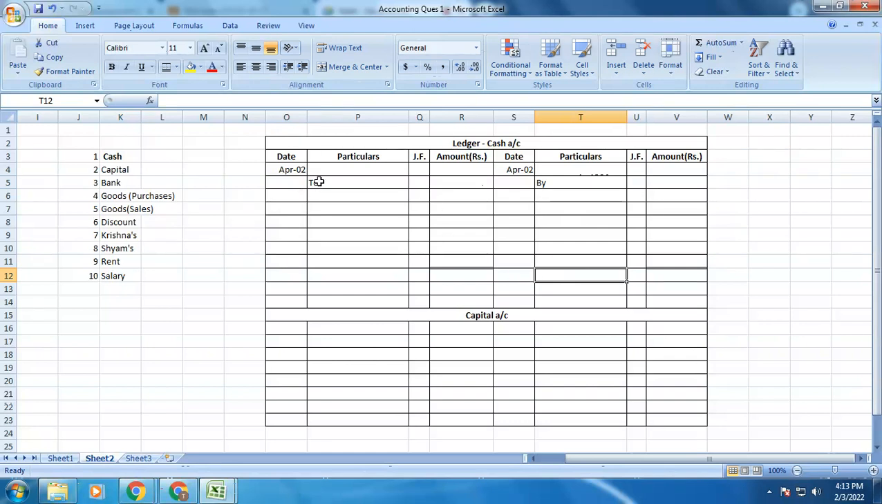On the left hand side, we use the prefix 'to', and on the right hand side, we use the prefix 'by'. Right? These are the standard formats or methods of writing transactions in the ledger account. So if your journal is ready, ledger is relatively easy, but might seem confusing in the beginning. So please pay attention. Now we'll start with the first journal entry.